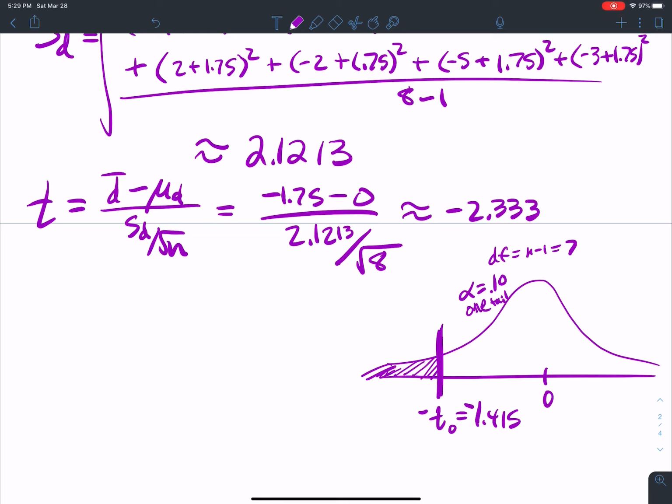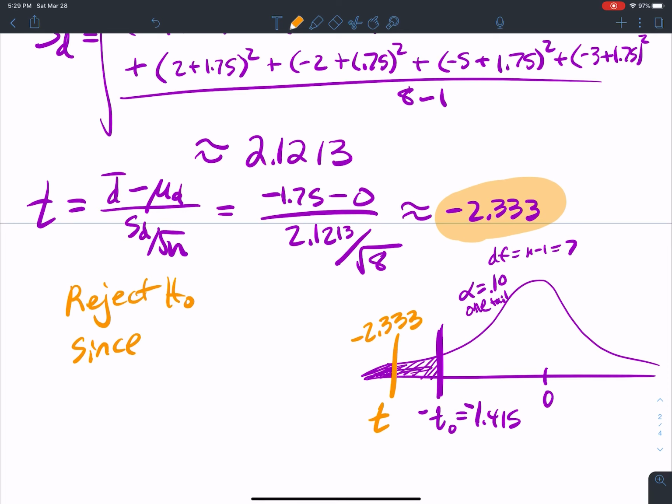Okay, so if I'm in this region, the shaded region over here, I reject. Where is this going to fall? I find that my t value, my test statistic, the standardized test statistic, is going to be in the rejection region. Therefore, I reject H naught, since t is less than negative 1.415, so I reject.